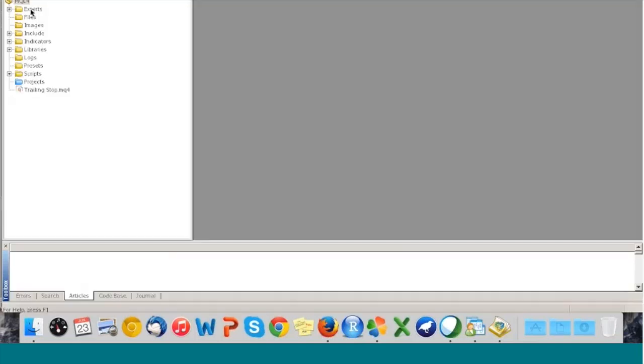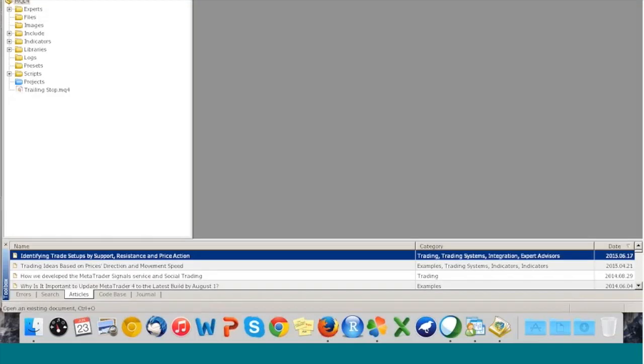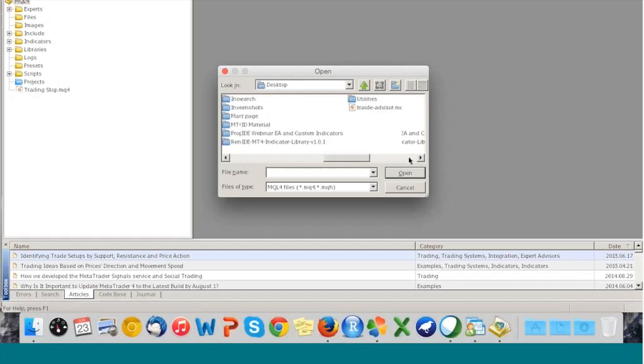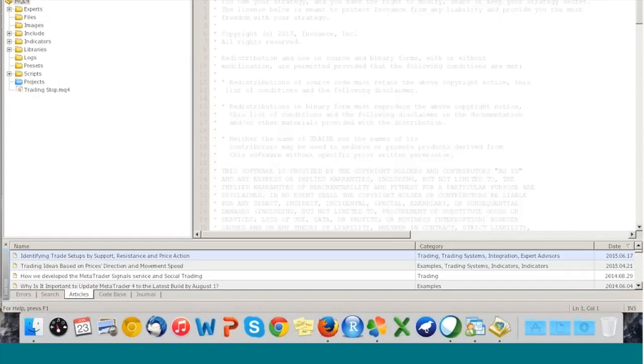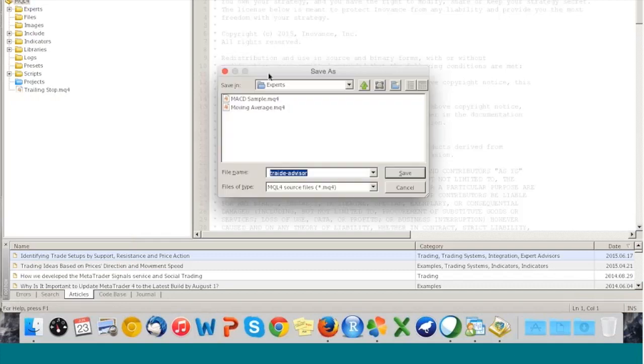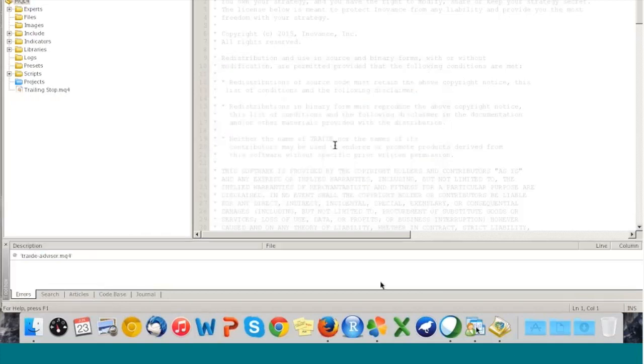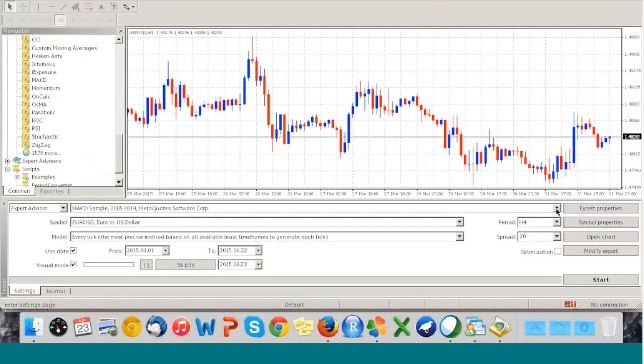Go here. So I save that to my desktop. It's going to be called Trade Advisor. Open that up. Make sure that it's saved in our experts folder. Should compile okay. And then if we go back to our terminal, we can see it here.